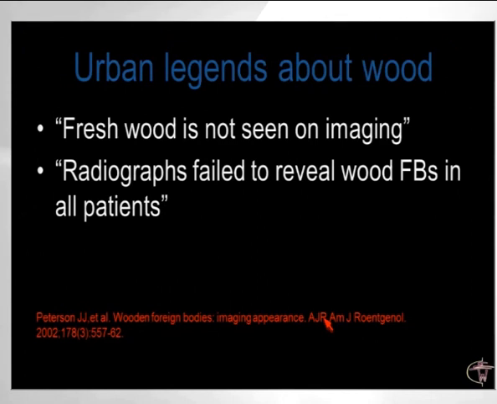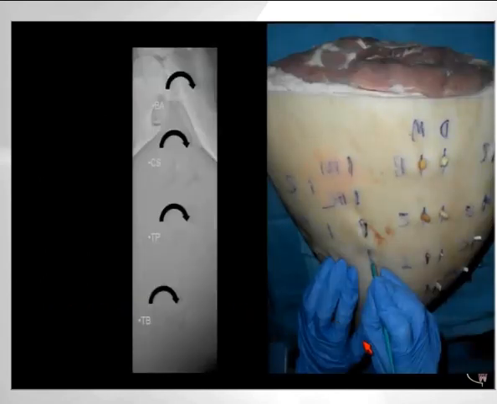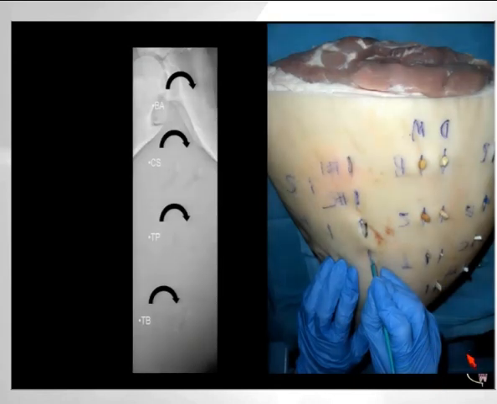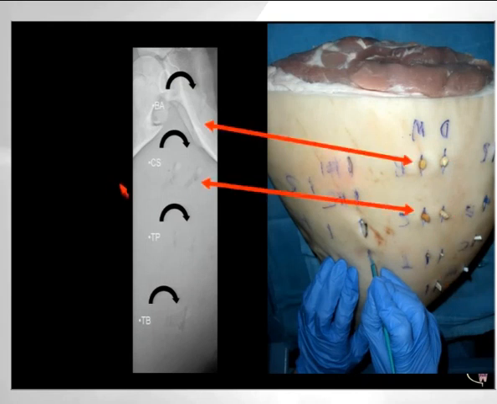Switching gears, talking about wood. When we introduced wooden foreign bodies in our ham, we soaked certain kinds of wood for a week in water, and then the same type of wood we used in a dry fashion. And we used bamboo, softwood, a toothpick, and the hardwood of a tongue blade.